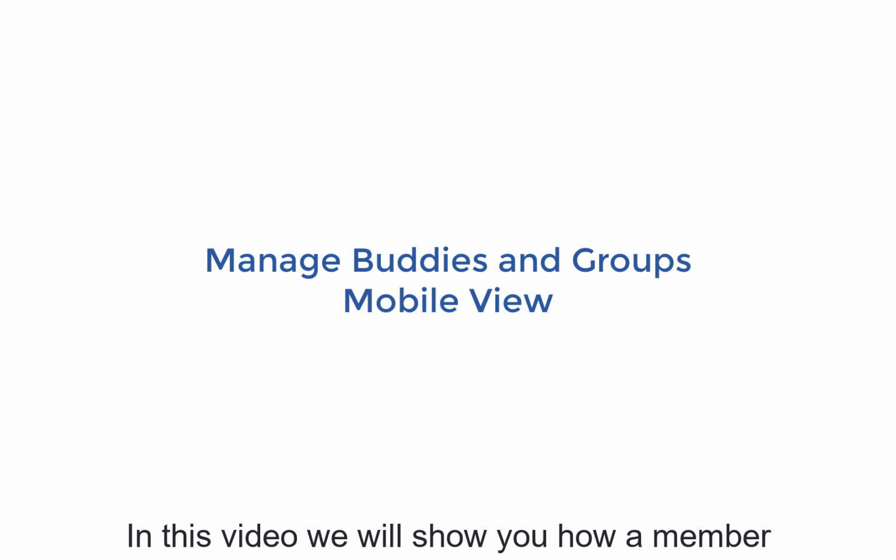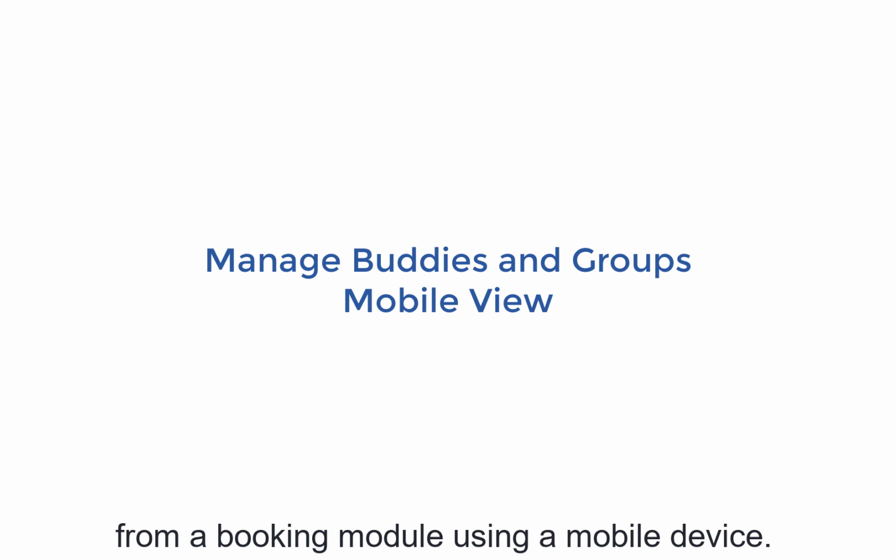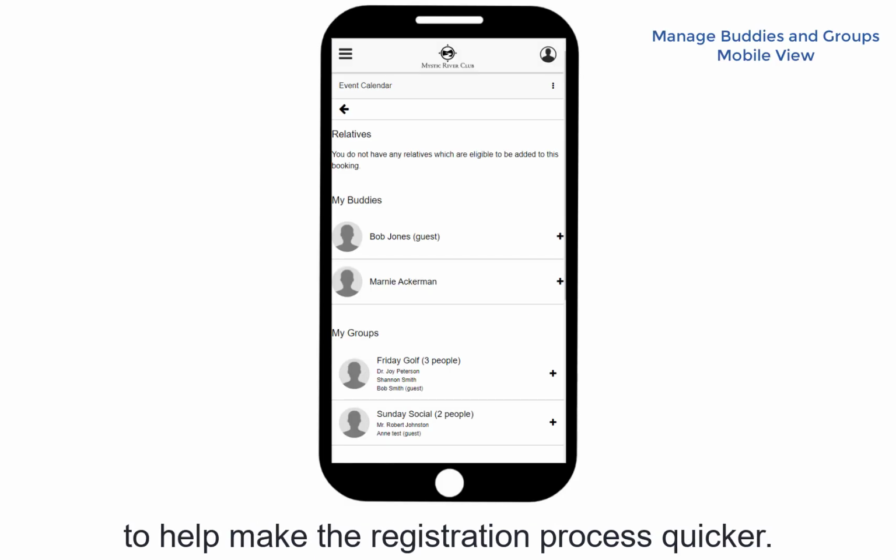In this video, we will show you how a member can create and manage their buddies and groups from a booking module using a mobile device. Buddies and groups can be created to help make the registration process quicker.